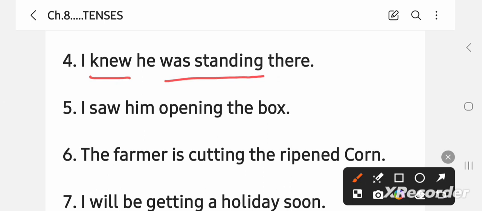So knew is the simple past tense and another verb was standing is past continuous. Was is for past and standing means stand is the main verb along with ing is for continuous. So past continuous tense. When you are noting down the tenses, please pause the video and note down and then again play the video for the next sentence.